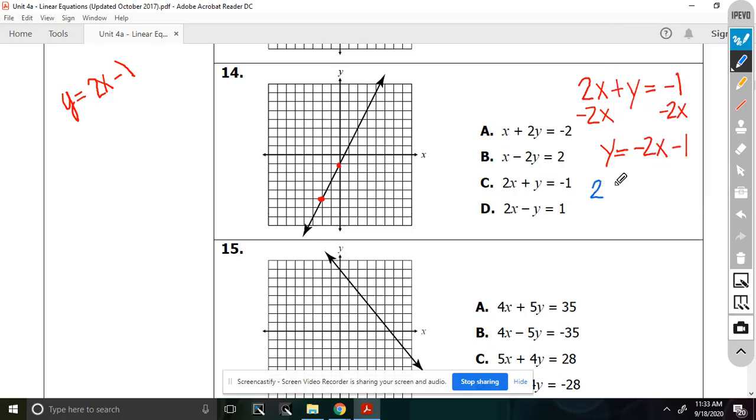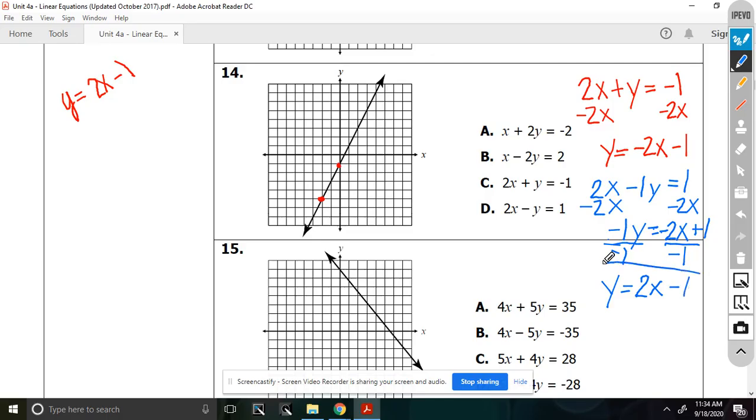So with D, I have 2x minus 1y is equal to 1. We're going to subtract 2x from both sides. I got negative 1y is equal to negative 2x plus 1. Divide everything by negative 1. So y is equal to negative divided by negative is a positive 2x. And then I know a positive divided by a negative is a negative 1. So this does indeed match mine over here. So I know my answer is D.